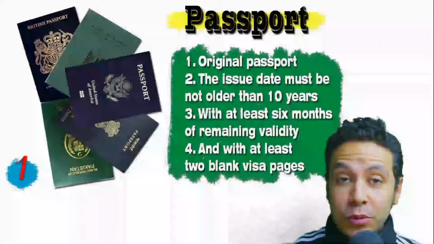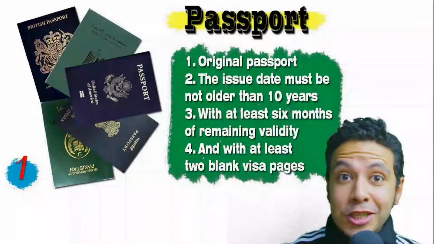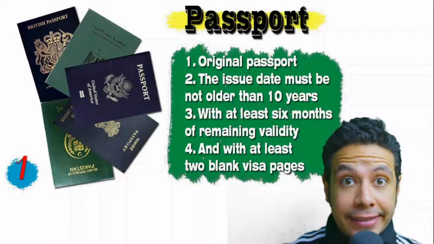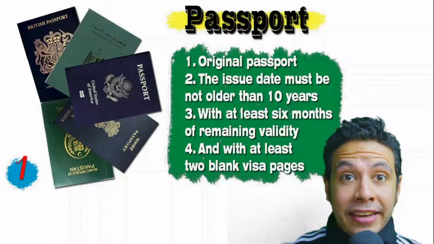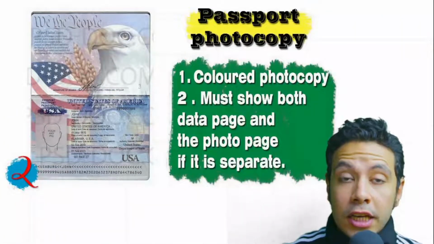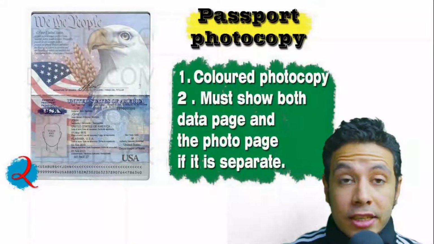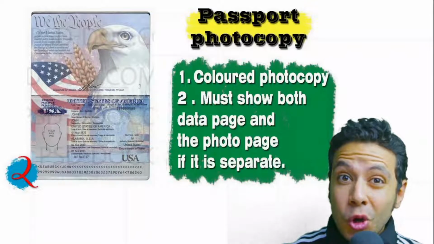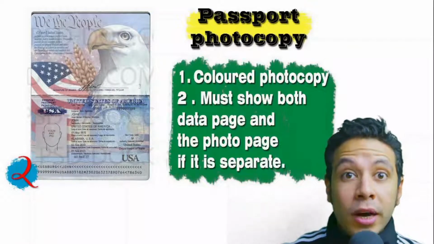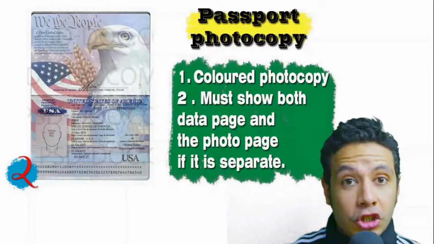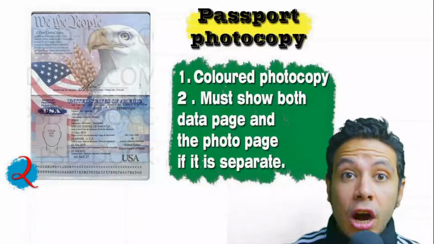Speaking about your passport, it must be original, and it must not be older than 10 years, with at least 6 months of remaining validity, and with at least 2 blank visa pages for the stamps. In many cases, you will also need a passport photocopy. It might be one copy or more than one, and it's preferred to be colored, and both the data page and photo page must be showing if separated. In some cases, you might be required to photocopy every single page of your passport, but in general, only the data page and the photo page are needed.